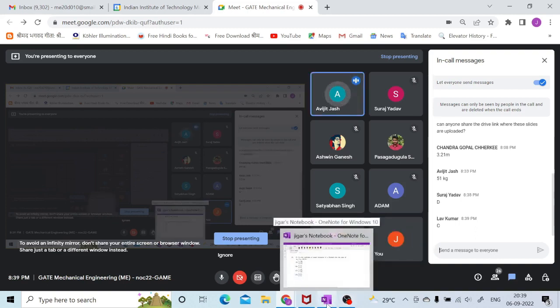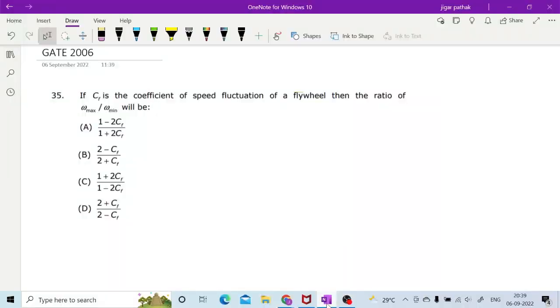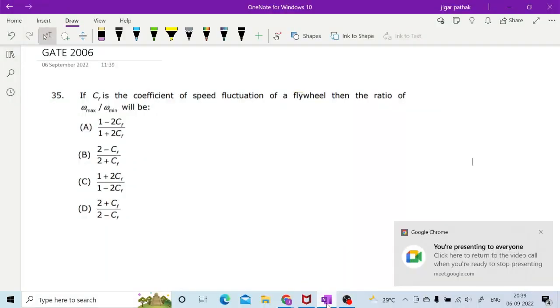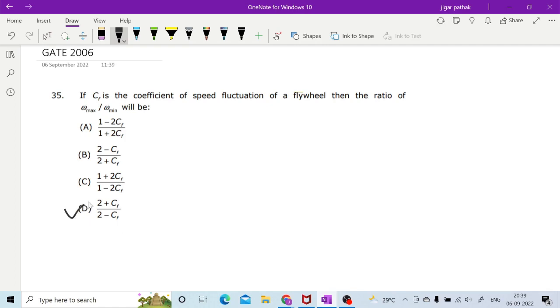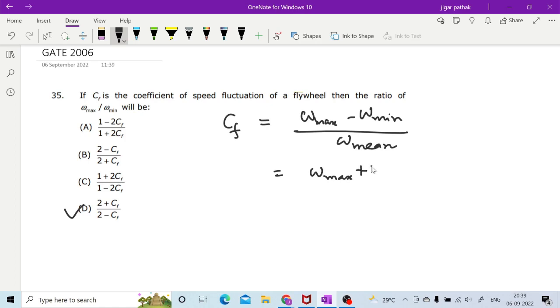Yes, you can see. It is coming D. Yes, correct. D is the correct answer, because whatever CF we are having, CF is the coefficient of speed fluctuation. We have defined it as omega max minus omega mean divided by omega mean, right? Where omega mean is omega max plus omega min by 2.